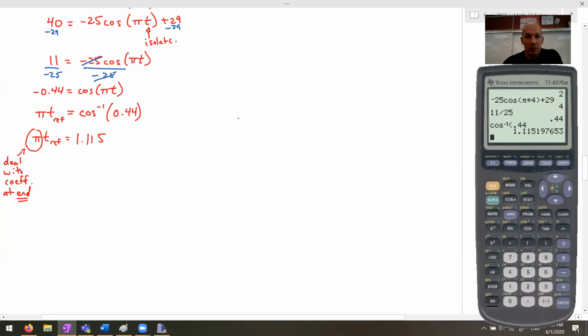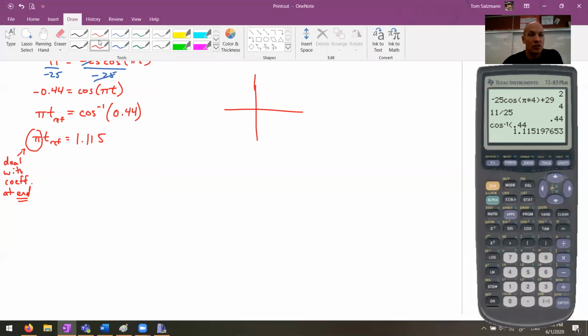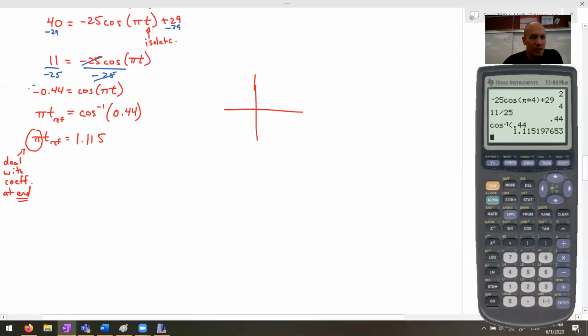Okay, keeping in mind what's going on here, let's make a little graphical picture. Here are my angles, and we have a reference angle of 1.115 radians. And remember, cosine was negative. This negative sign tells me we're in quadrants 2 and 3, because cosine is negative in those quadrants. So we have a reference angle of about 1.115 radians in quadrants 2 and 3. So that means this.